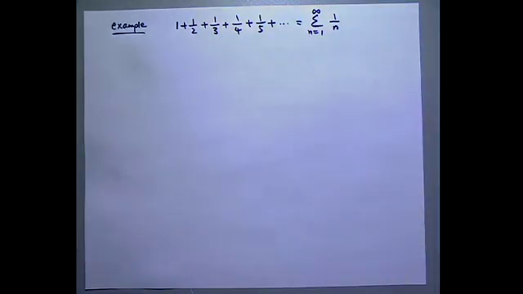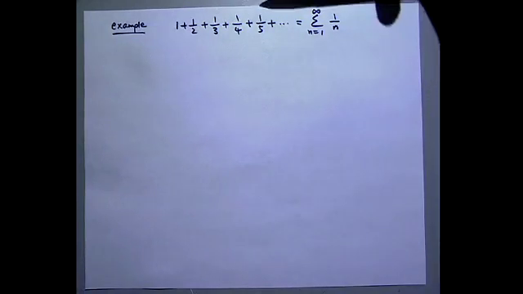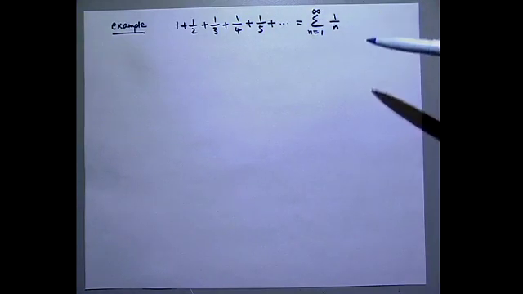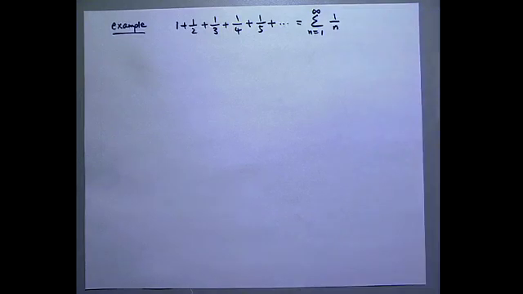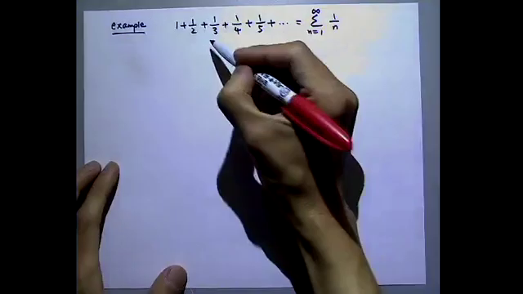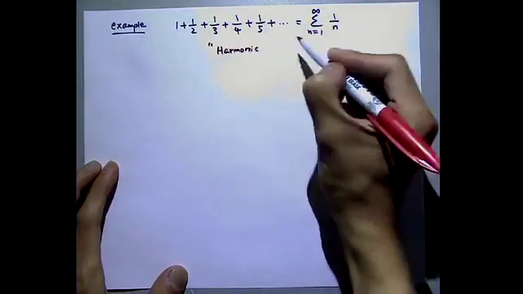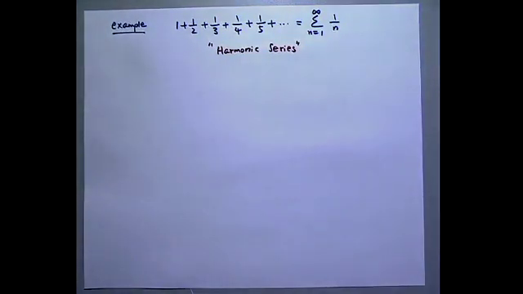So this series will show up over and over again in this chapter. 1 plus 1/2 plus 1/3 plus 1/4 plus 1/5 plus 1 over 6, 1 over 7, and so on. In summation notation, it is 1 over n. This is called the harmonic series. It's got a pretty nice name to it, harmonic series.